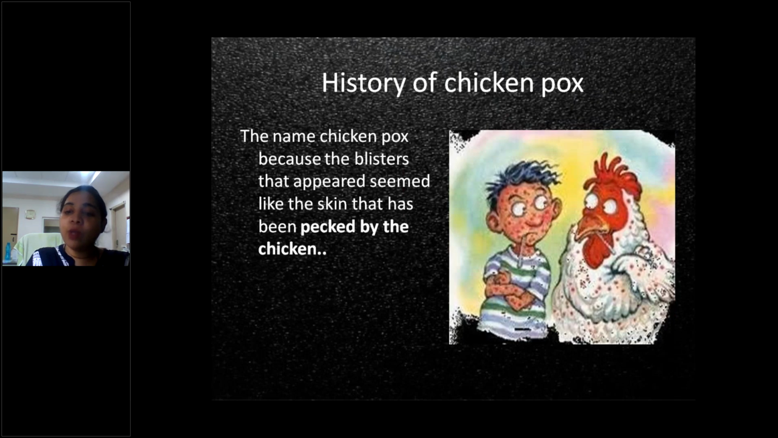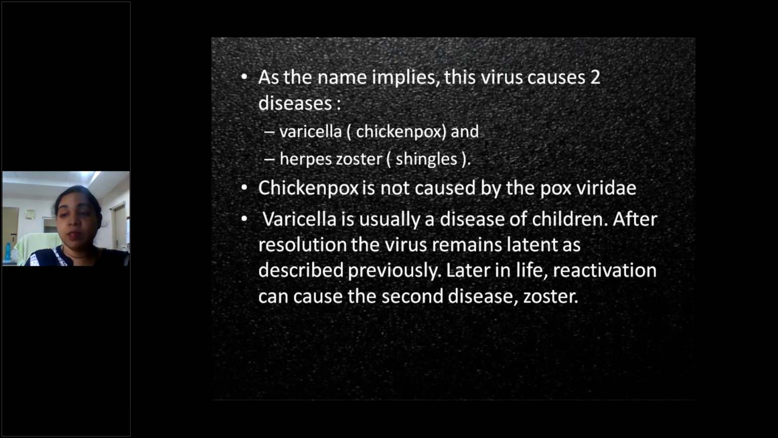Then why are we calling it chickenpox? Why are we using the name chicken here? The name chickenpox is because the blisters that appear look like skin that has been pecked by a chicken. Did you understand? If a hen pecks you on the skin, how do the lesions appear? Reddish, pecking-like. That is why these lesions are termed chickenpox. As the name implies, the virus causes two types of diseases. See the name: varicella zoster virus. So two will be there, varicella and zoster. Varicella means chickenpox.